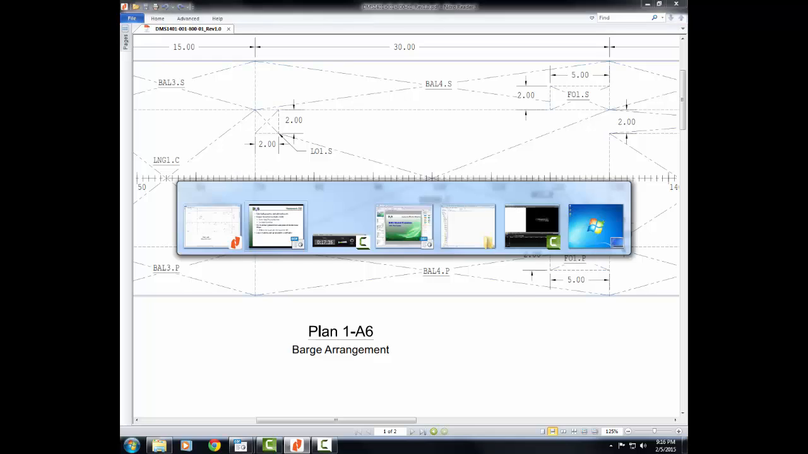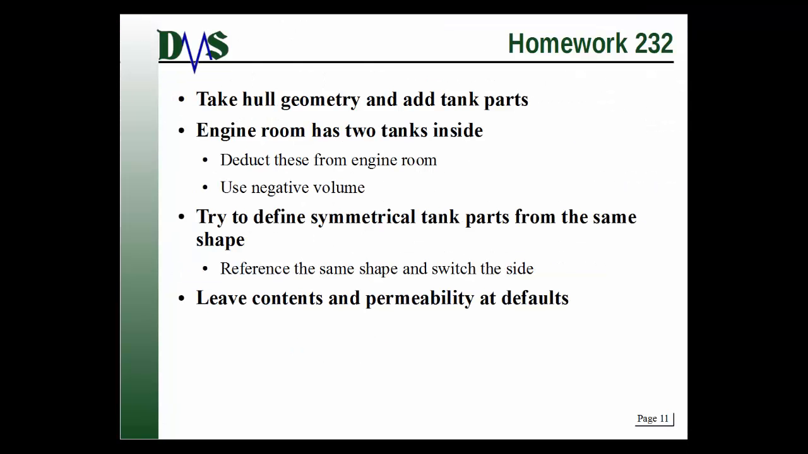So the way I want you to model those is first create the entire engine room and then deduct those 2 tanks from the engine room. So you're going to create those 2 little tanks as their own little things, and then you're going to deduct them from the engine room. You'll use that as a negative volume. If you can, also try to define symmetrical tank parts from the same shape.